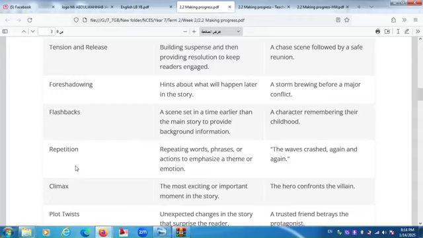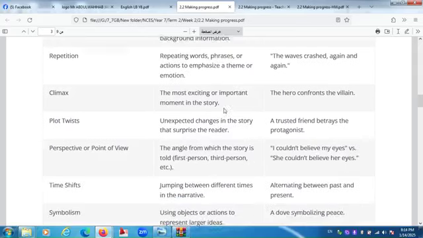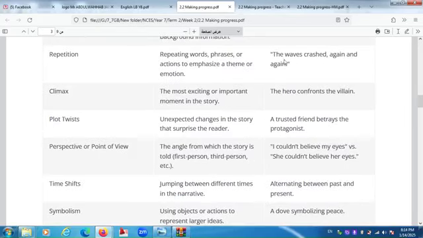Structure of repetition. When you repeat words, phrases, ideas, themes, all of them are repeated in order to emphasize a theme or an emotion, to stress an idea the writer wants to deliver to the reader. Example, the waves crashed again and again. I repeated 'again and again' in order to highlight or emphasize the crash.